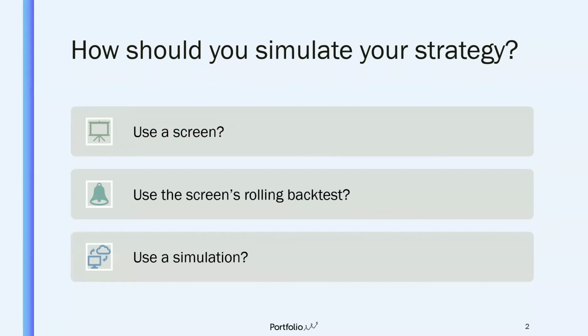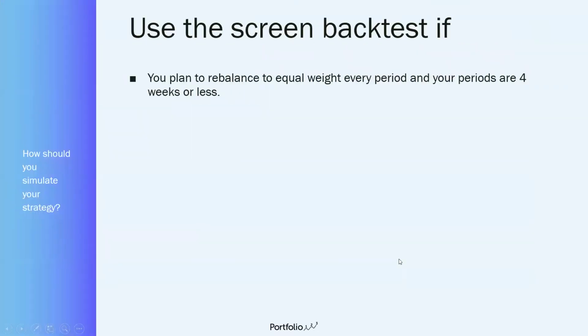How should you simulate your strategy? You could use a screen, you could use the screen's rolling backtest, or you could use a simulation. I would advise you to use the screen backtest if you plan to rebalance to equal weight every period and your periods are 4 weeks or less. The screen backtest is a really powerful tool, and it's sufficient for most rudimentary backtests.